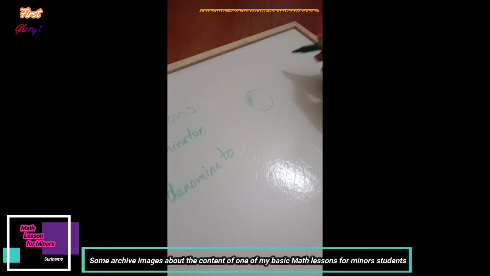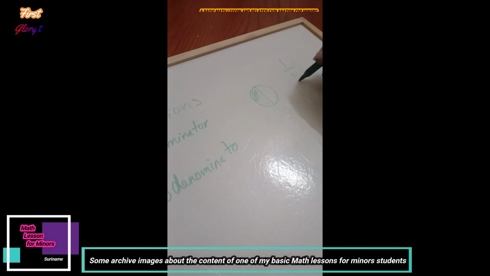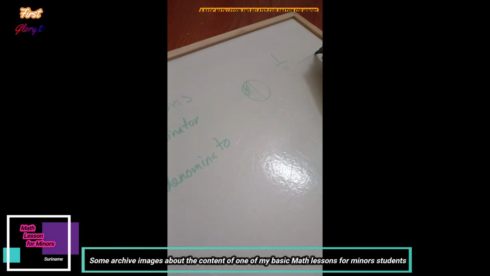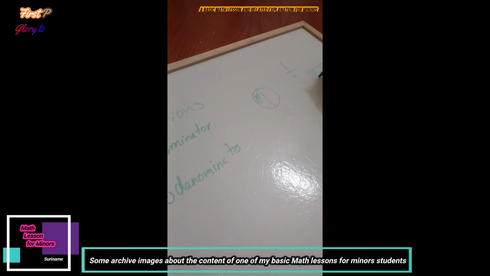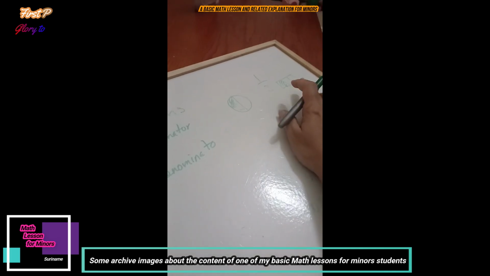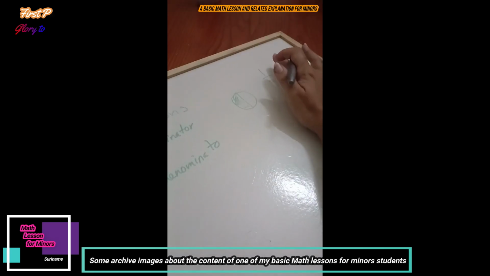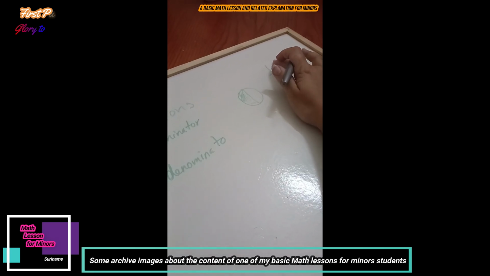So how do you write 1/3? The bottom number, the total, tells you that from 3 pieces you take 1. This is 1/3. So the numerator tells you the part, and the denominator tells you the total.